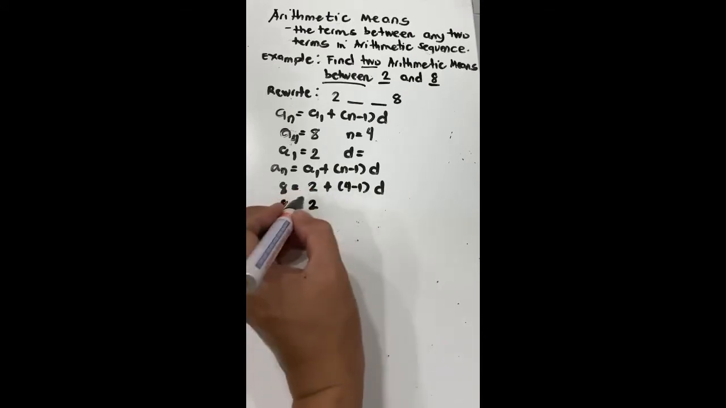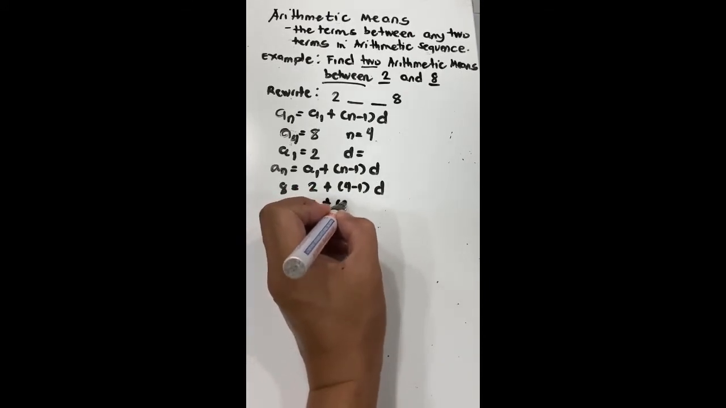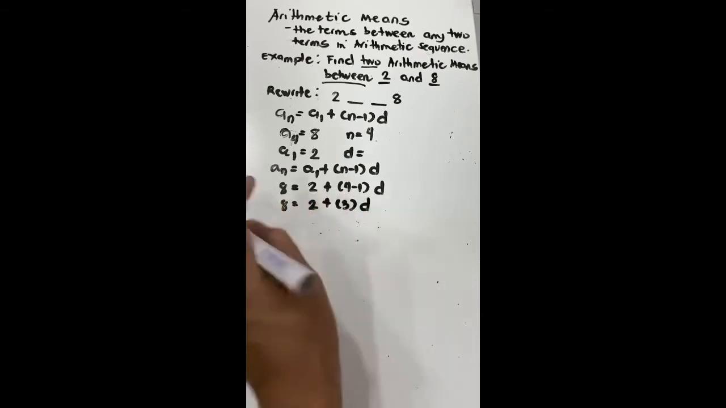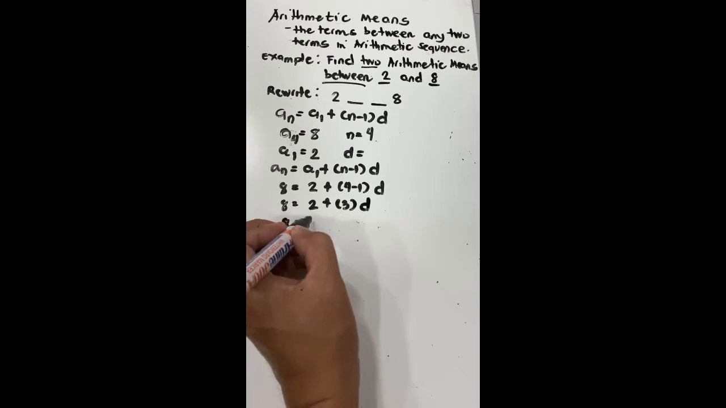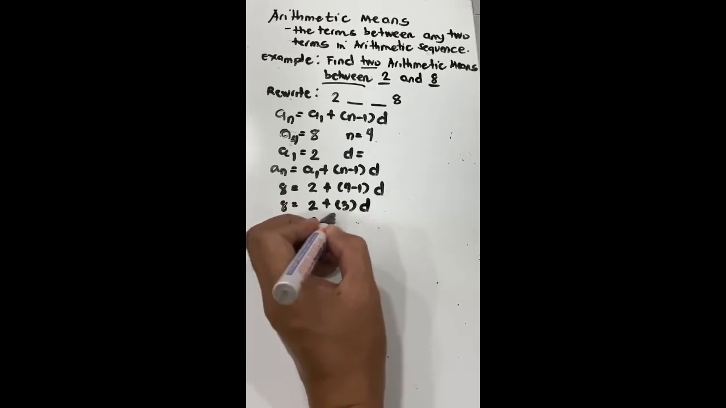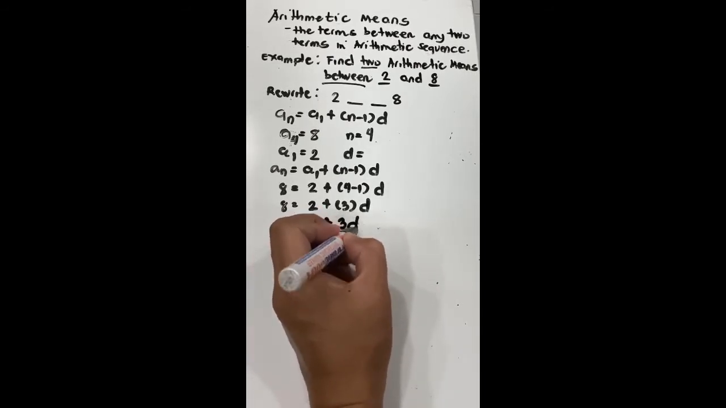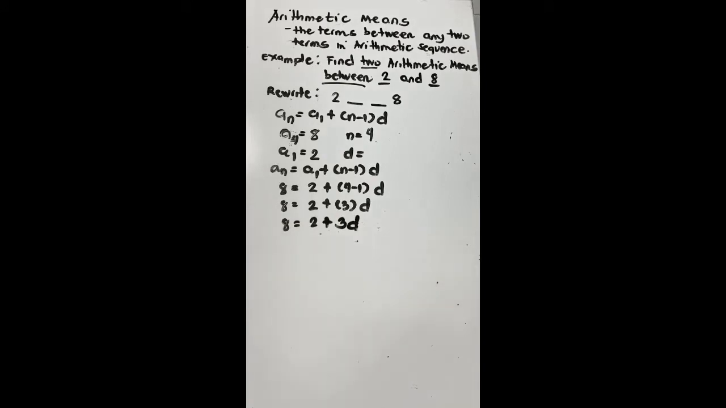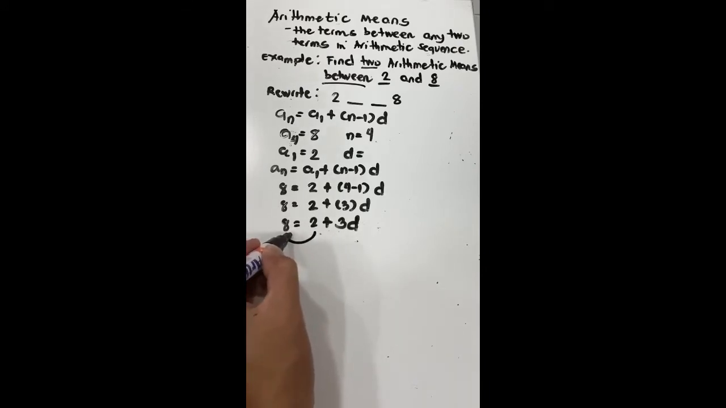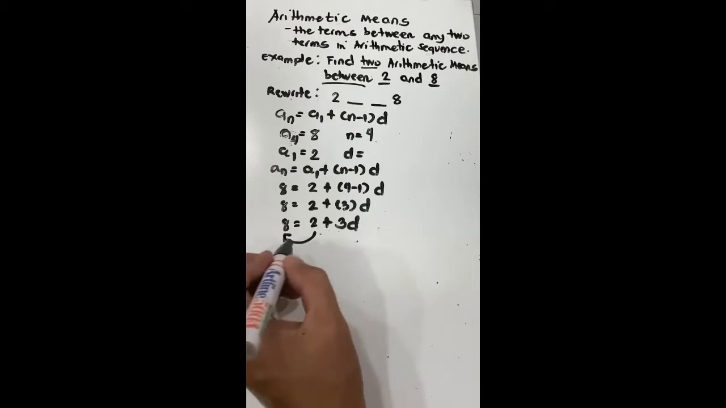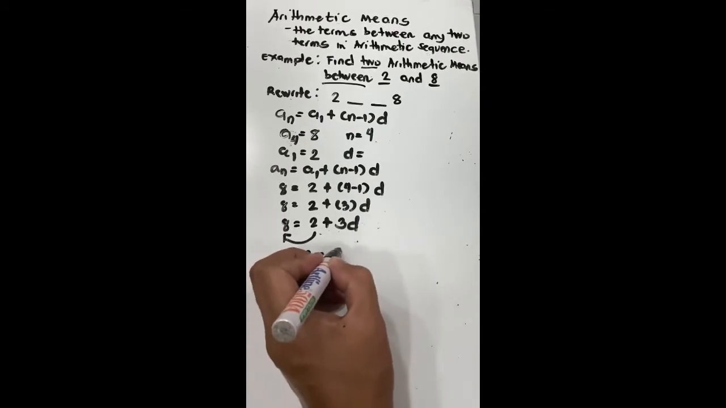Okay, so 4 minus 1, that is 3. Then, multiply natin yon. So, that is 3 times d, that is 3d. So, after doing that, itatranspose natin ito sa kabila. So, yung 2. So, that is 8 minus 2 equals 3d.